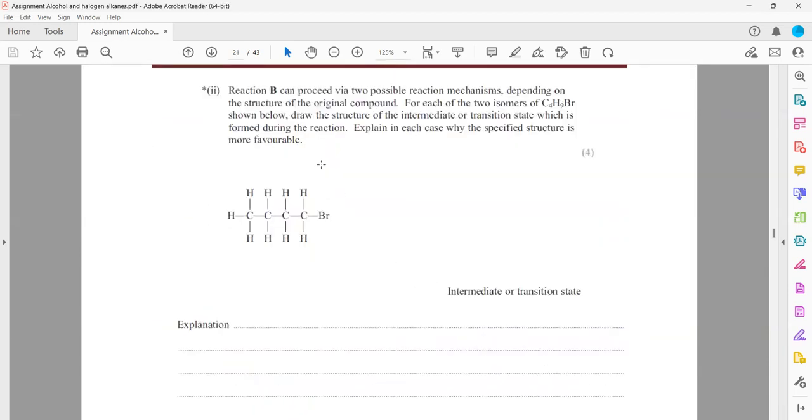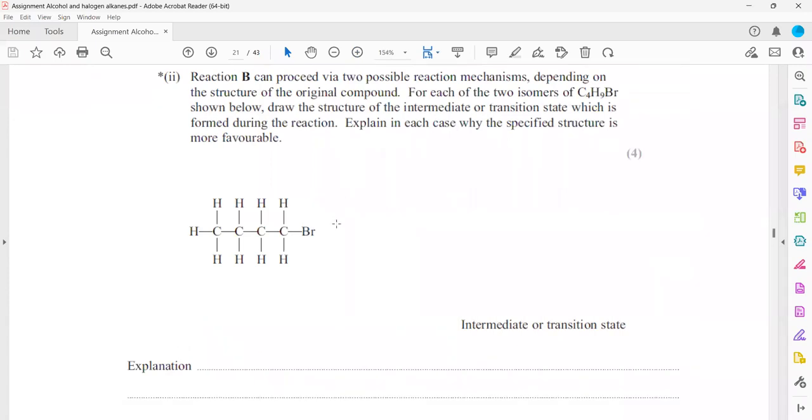The next one: reaction B can proceed by two possible mechanisms depending on the halogen alkane. For each of the two isomers of C4H9Br shown below, draw the structure of the intermediate. This one is a primary halogen alkane, which means the bond breaking and bond forming will take place at the same time.